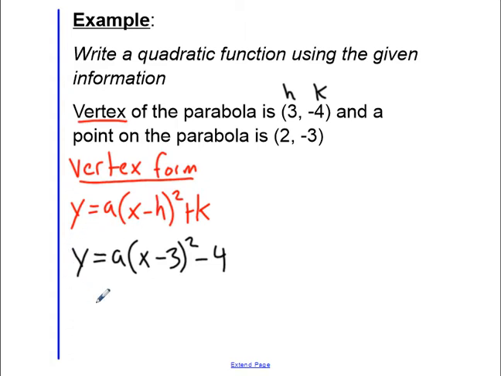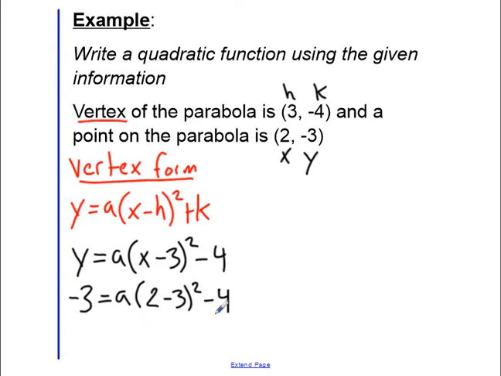Now I'm almost done in creating my equation. The only thing that's missing is what number is the a. To do this, we need to create an equation that would only have the a in it. We have an x and a y. Well, lucky for us, the 2 is an x and the -3 is a y. So I need to substitute those into the x and the y, and then I can solve for my a. So now my work would say -3 equals a times 2 minus 3 squared minus 4.